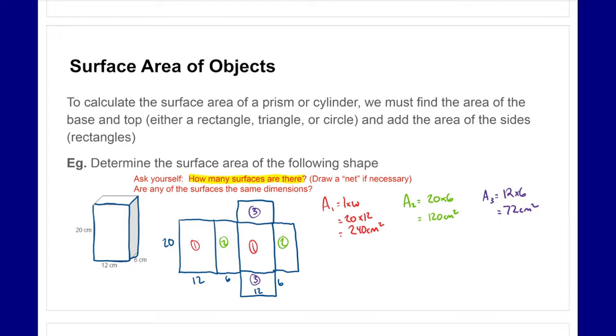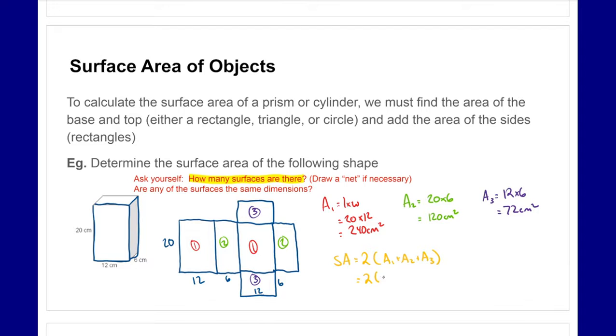Now, this is for only one of those surfaces, but because we want all of them, we could do a shortened way where I add up all the surface areas and multiply them by 2. Or I could multiply each one individually by 2 and then add them up. That's fine as well.